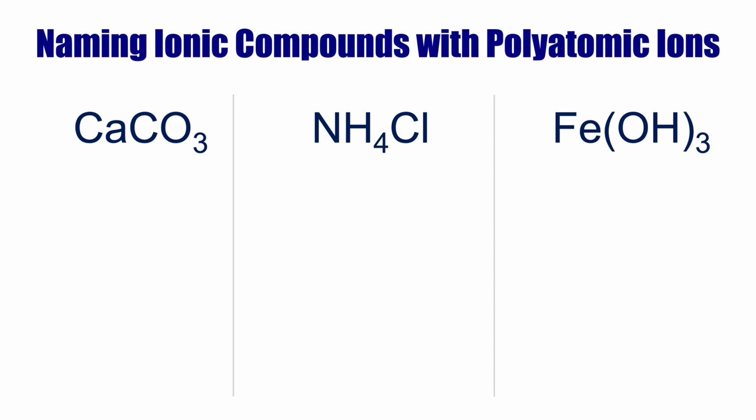CO3, if I check the back of my periodic table, that is a polyatomic ion. That is called carbonate. So the name of this compound is calcium carbonate. The next one is NH4Cl.